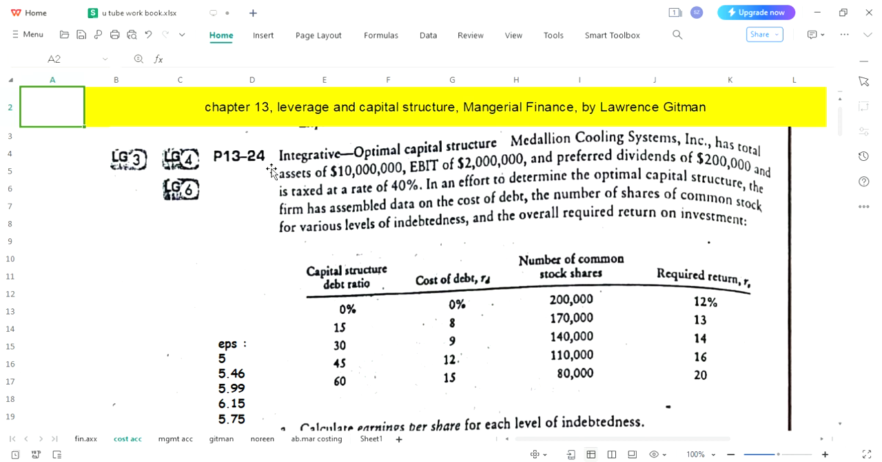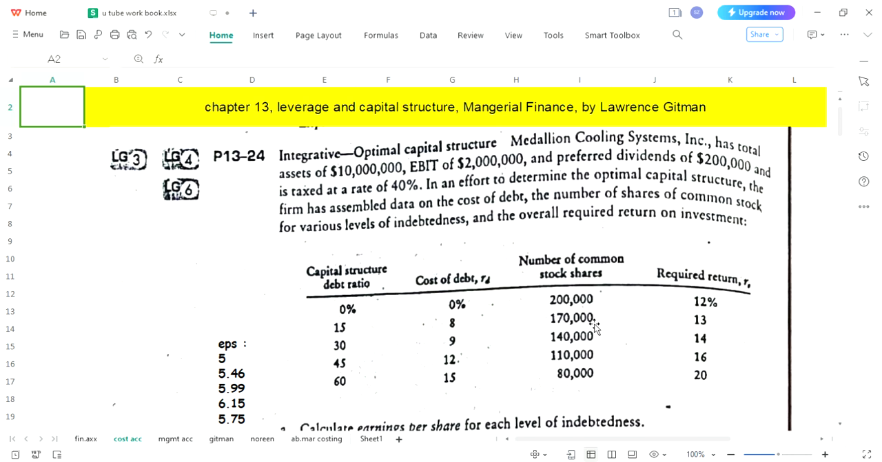Now in this question 13.24, we are again performing the same function. We will have different capital structures present over here. You can see that in each we have a different number of shares. Capital structure is different, cost of debt is different, required rate is different. We will see which capital structure is most beneficial, that means paying least and getting most. Optimization we are going to do.